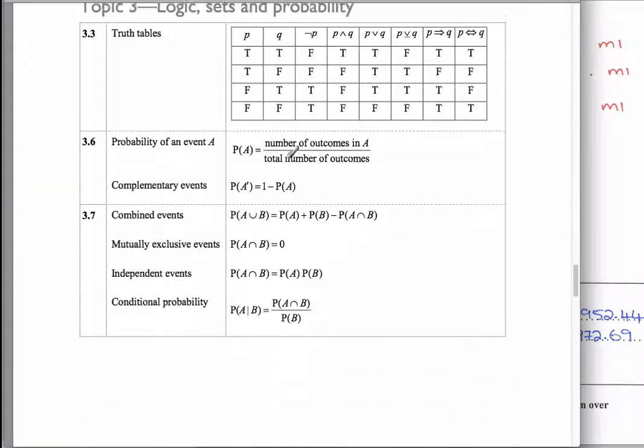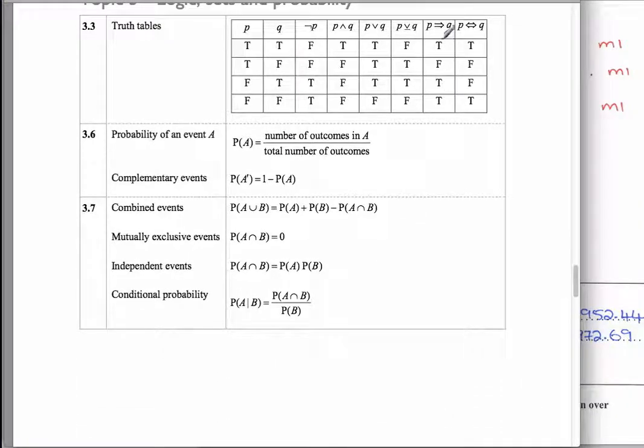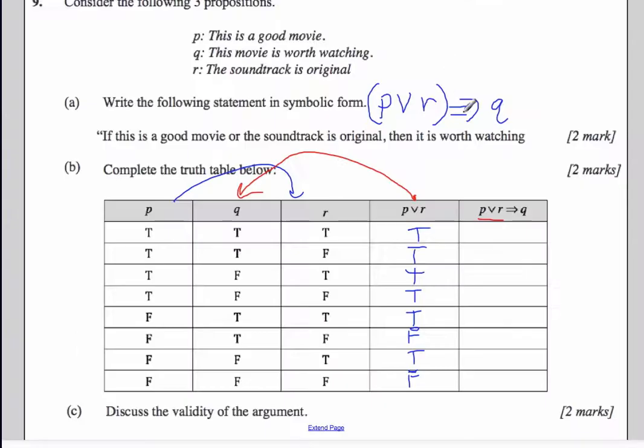The formula booklet, here's implication. It's only false when the first thing is true and the second one's false. TF, we're looking for TF, and then we get F in the implication. So I'm looking for T in this column and F in this column. I have a bunch of T's on top here, so T, F, T, T, T, T, T, F.